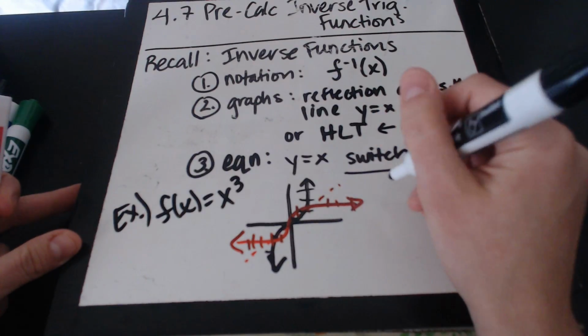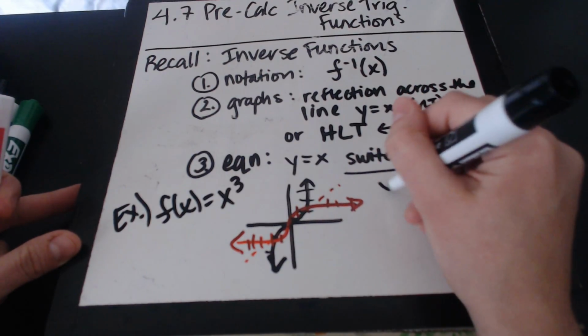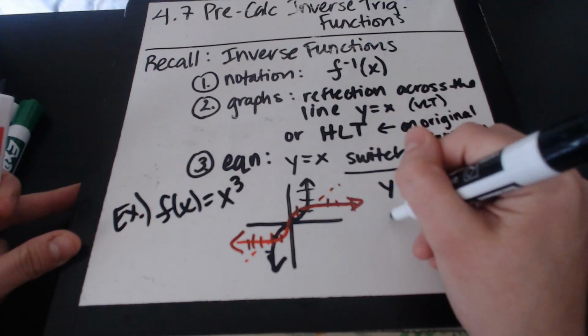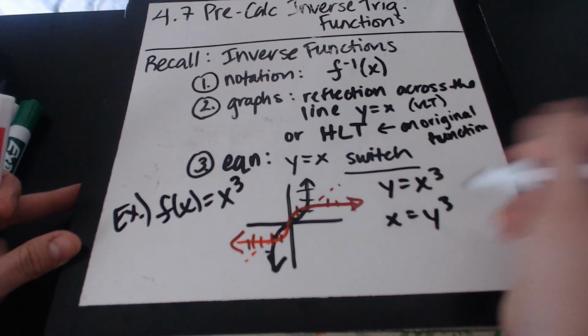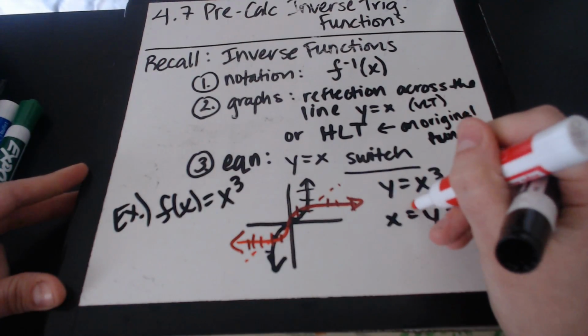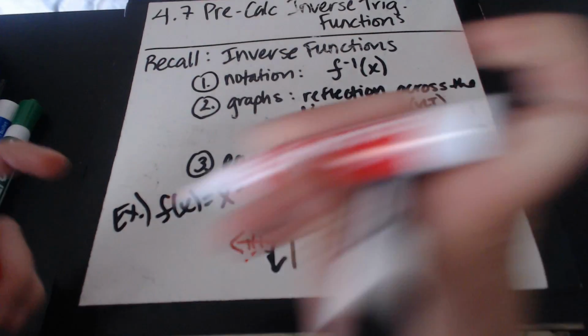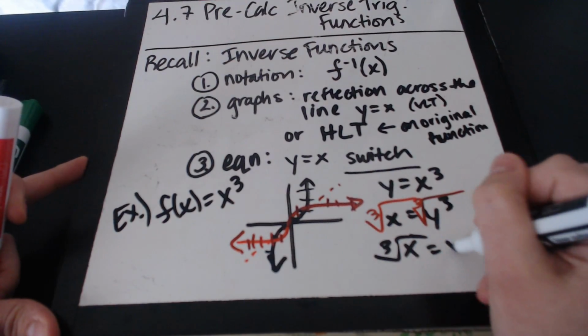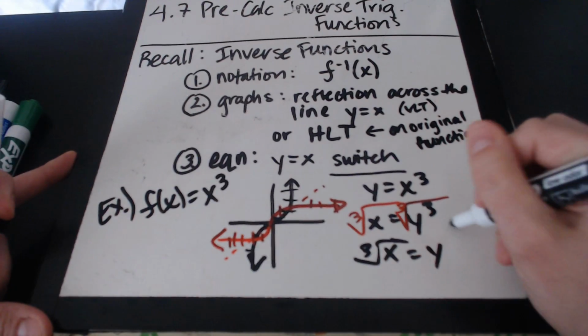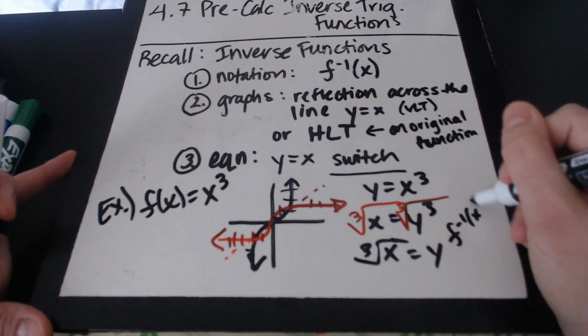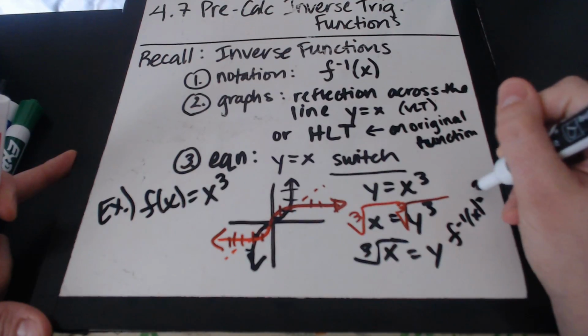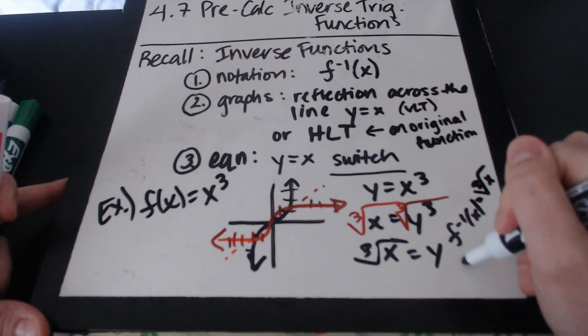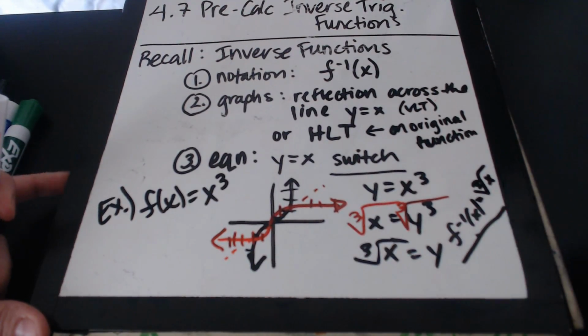I would write the equation of the inverse by taking the original equation, switching x and y, and then resolving for y. So here I would take the cube root of both sides. So I'd get the cube root of x is equal to y, but because this is an inverse, I would write this as f inverse of x equals the cube root of x. So this would be the equation of my inverse using inverse notation.